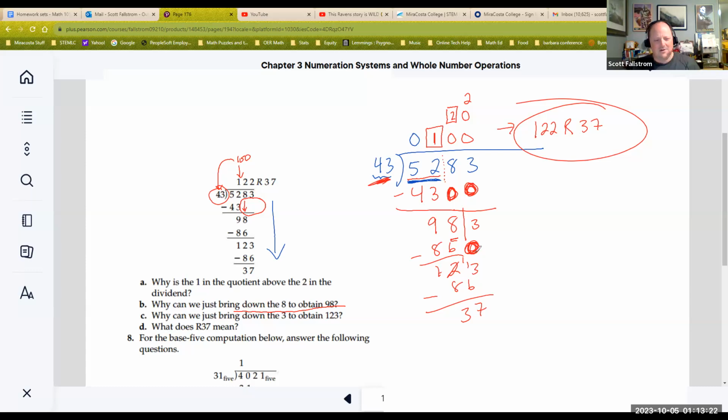Okay. And what does that remainder of 37 mean? Well, that's one way of saying I just didn't have enough to make more groups of 43. You're trying to make groups of 43, or you're trying to make 43 groups, and I just don't have enough pieces to make that distribution go any further. It's also a quick way you could check it. What we're also saying here is 5,283 is equal to 43 times 122 plus the 37. And you could check that with your calculator, your phone, or another device if you wanted.